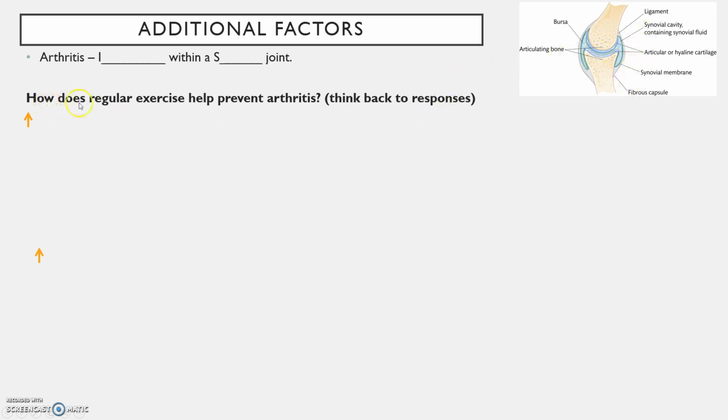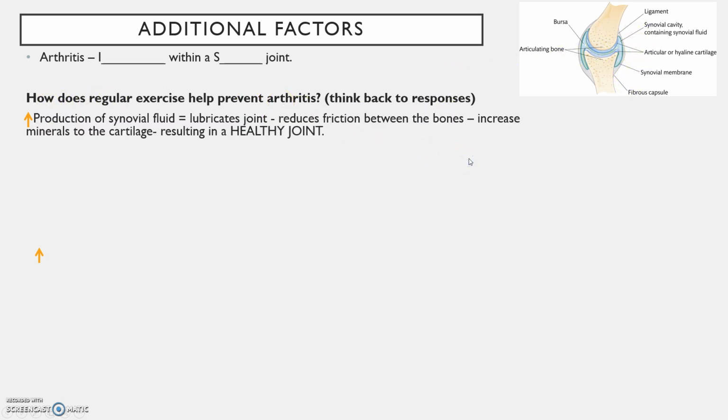So back to this. Can you answer that for me if you press pause and give it a go? Okay, so it increases production of synovial fluid. This means the joint is more lubricated, which reduces friction between the bones, and increases minerals to the cartilage, resulting in a healthy joint. So this is the cartilage. This is what becomes inflamed and causes arthritis. Regular exercise will essentially help the whole joint to stay healthy.